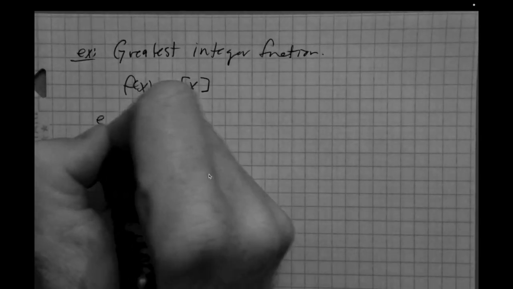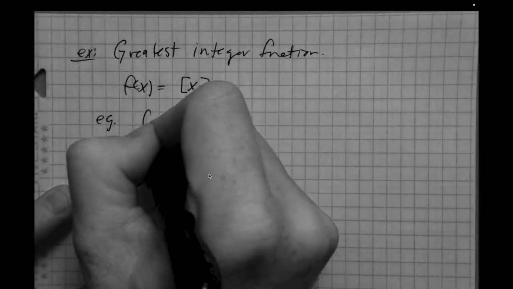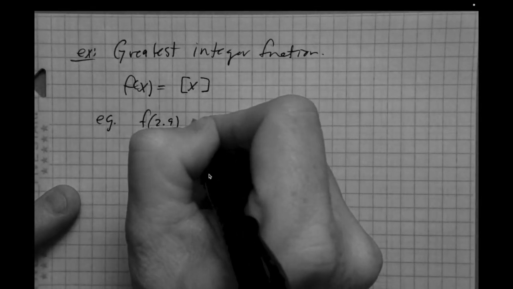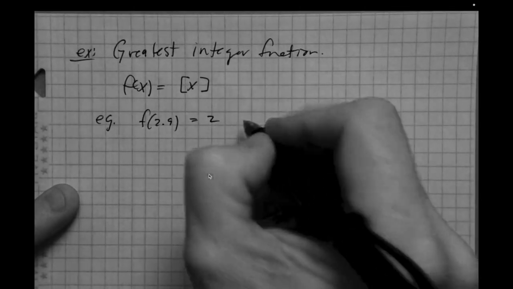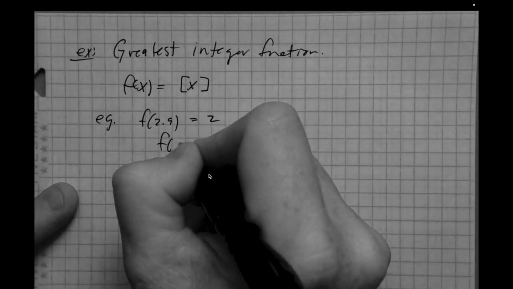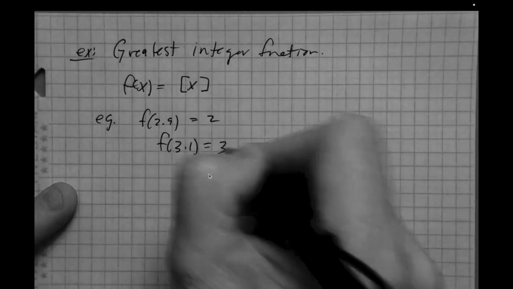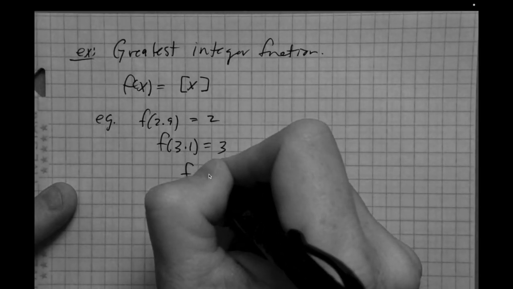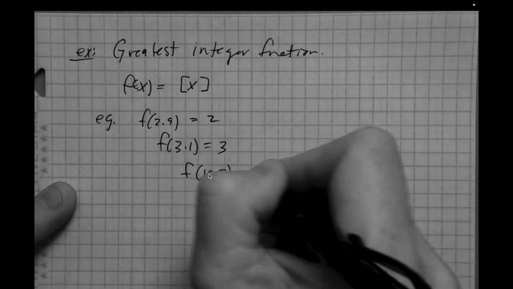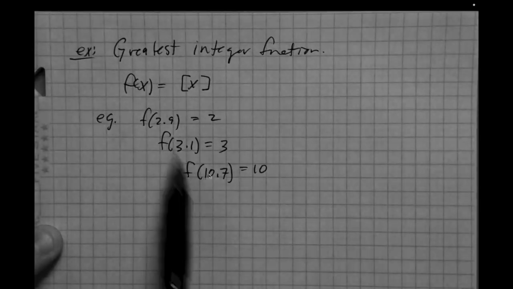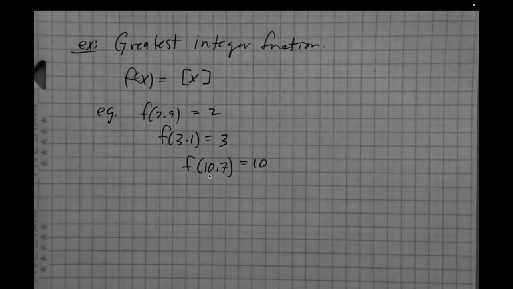And just to remind people of what this does, if I plug in something like 2.9, this would be equal to 2. And if I plug in something like 3.1, this would be equal to 3. And if I plug in something like 10.7, this would be equal to 10. So basically it's just truncating, dropping all of the digits to the right of the decimal and just going with whatever the integer is.